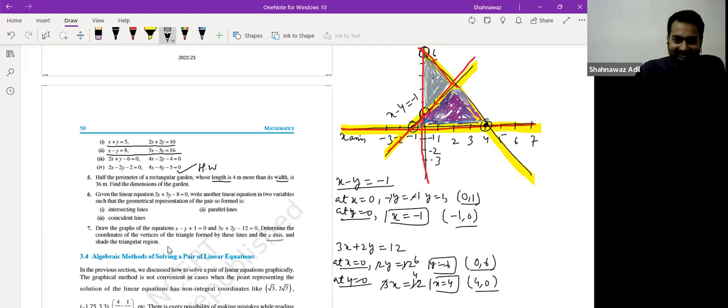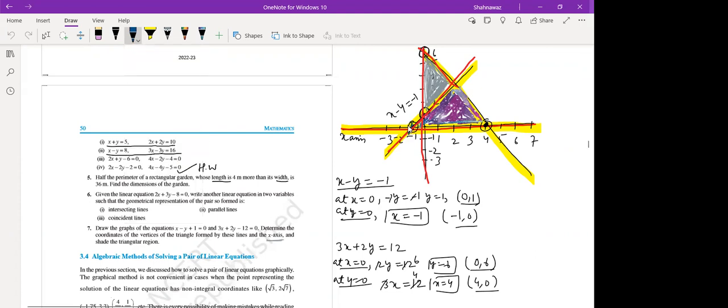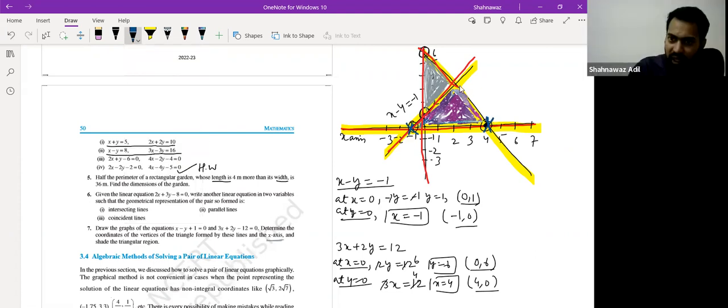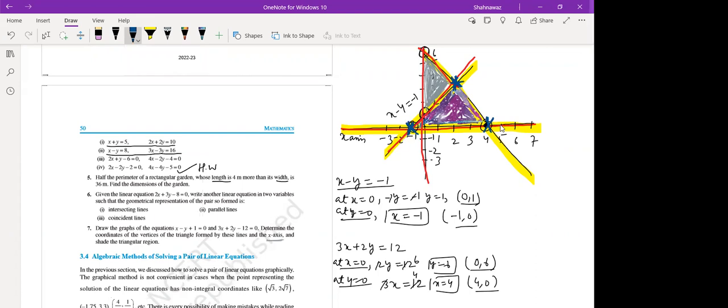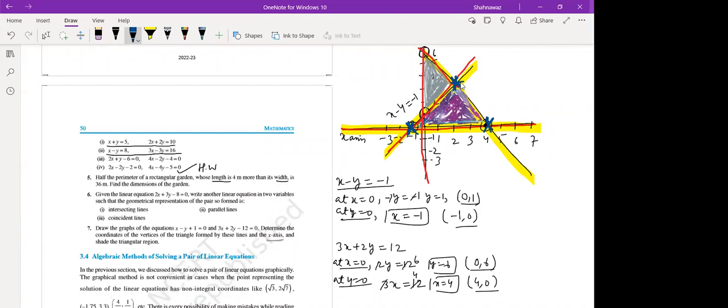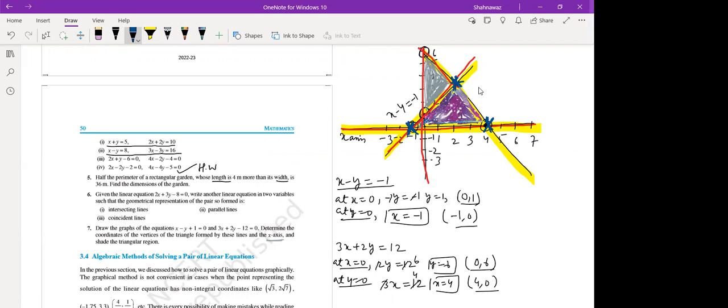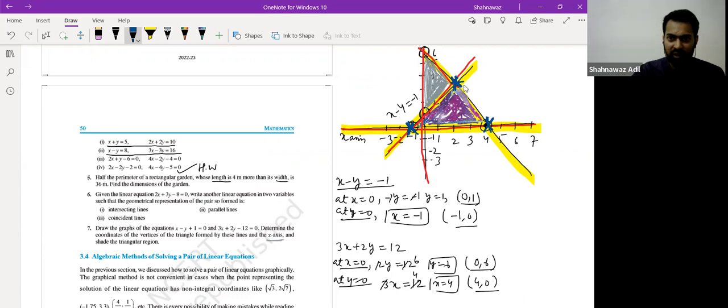Shade the triangular region and determine the coordinates of the vertices of the triangle. So what are the vertices? This one is a vertex, this one is a vertex, and this one. Three vertices of the triangle. You already know that this is minus 1 comma 0 and this is 4 comma 0. Now you only have to calculate this one from the graph, because I don't know the numbers. So you make the graphs and find the vertices.